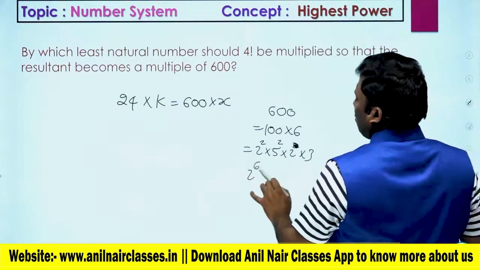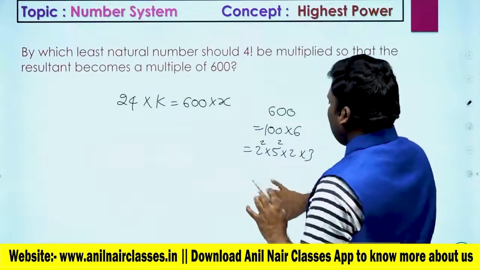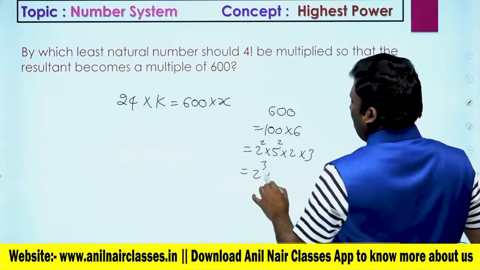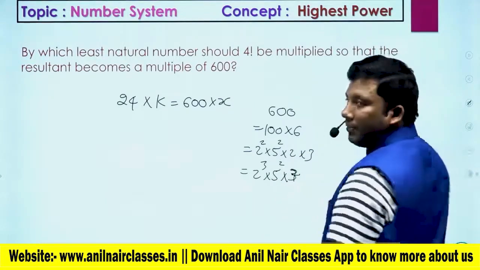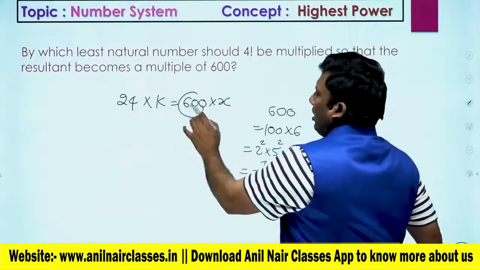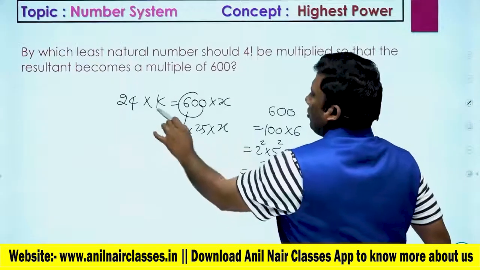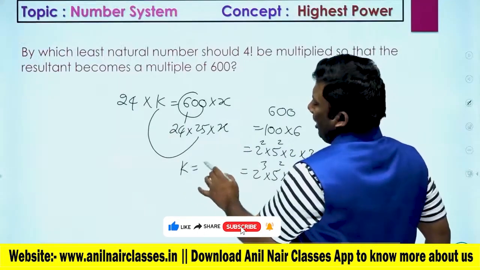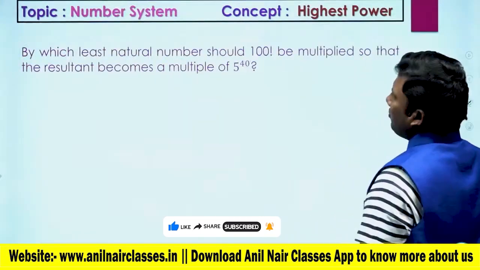This will be 2 cube into 5 square into 3. 5 square into 3. 8 into 3, 24. It is 24 into 25 into x. So the k minimum value should be 25. Very easy question. K minimum value, it is 25.